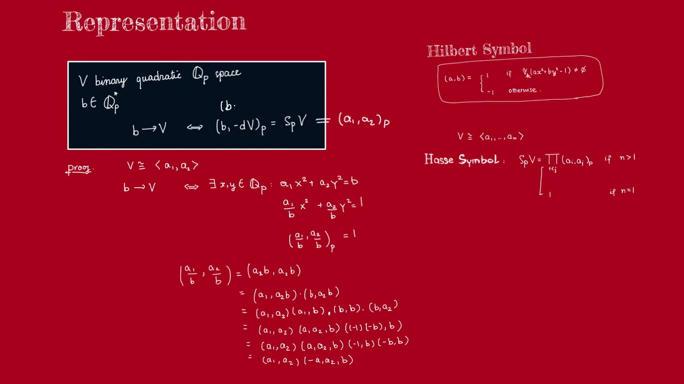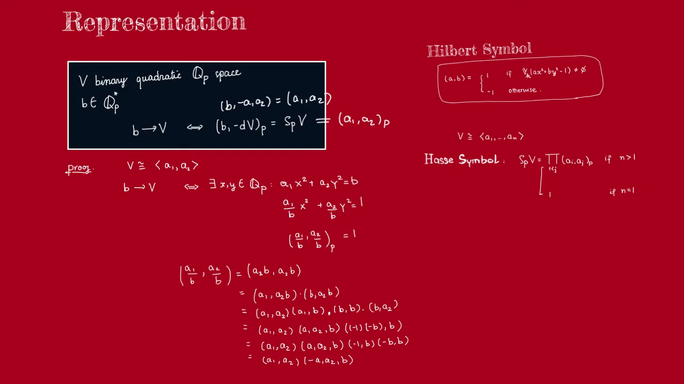So what we want to show is that the Hilbert symbol of this is equal to a1 a2. Now, since the Hilbert symbol can only take a value 1 or minus 1, to show this, it suffices to show that their product is equal to 1. And that's what we'll show. We'll show that their product is going to be equal to some symbol that is equal to 1 if and only if B is represented by V.